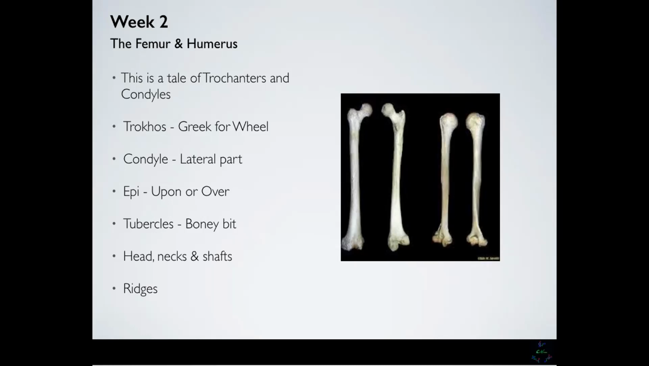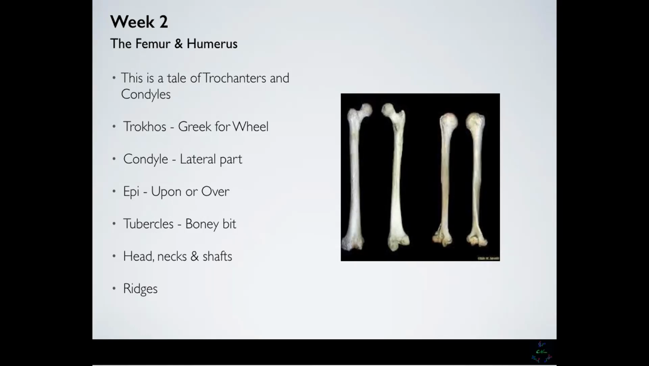And then we have some ridges. Now these ridges are really, really important, because especially with the body of the femur and the humerus, these long bones, there are some really important muscles that go into there. But again, it makes sense of how we move and the structural anatomy.